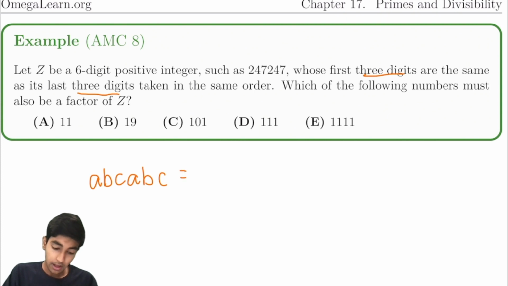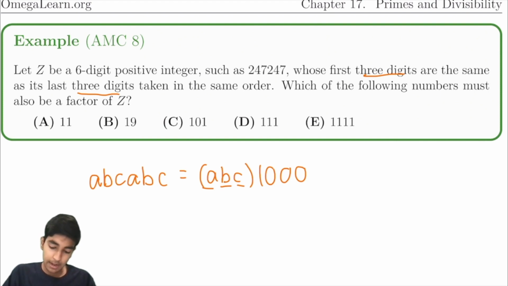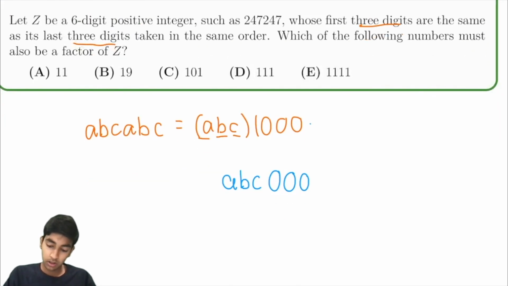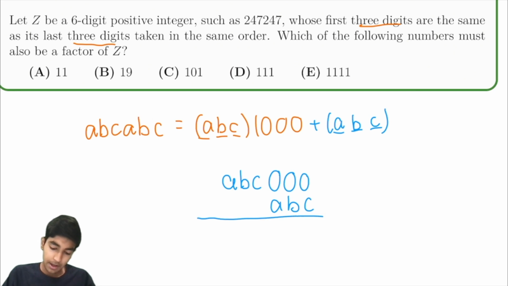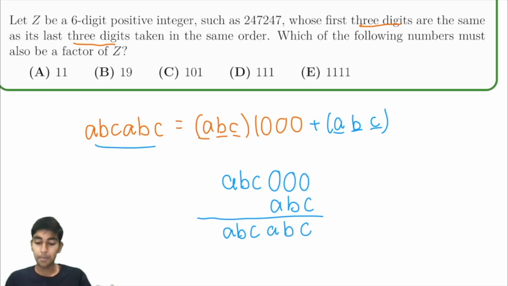Notice how ABC is a 3-digit number, right? So it's the 3-digit number ABC times 1,000. What will that be? That will be ABC followed by 3 zeros, right? Plus simply the 3-digit number ABC. And notice how if we add them up, it gives us ABC, ABC, which is our original number.